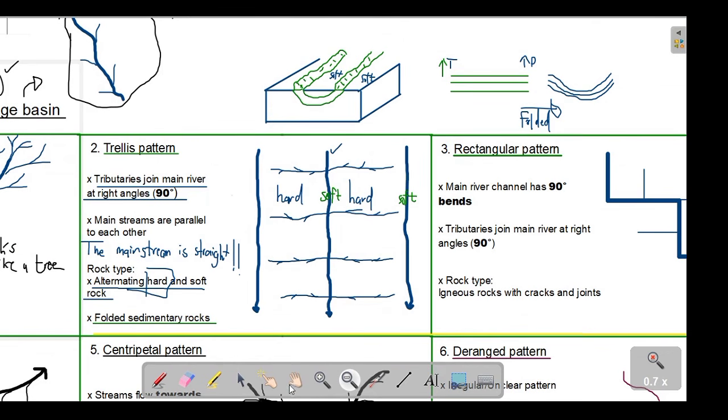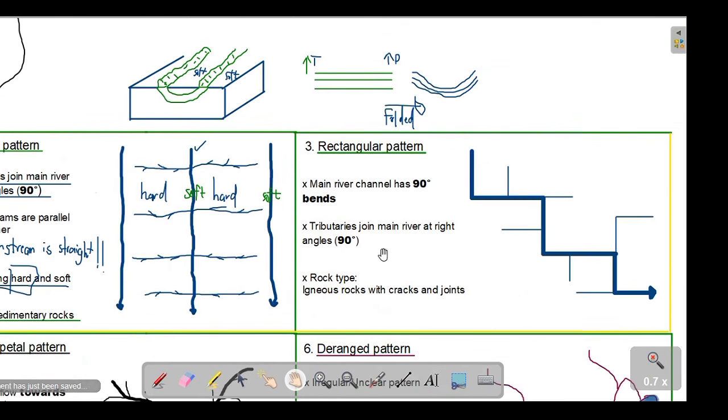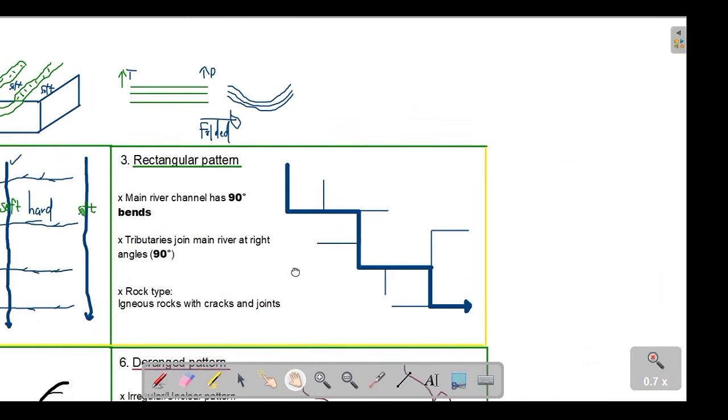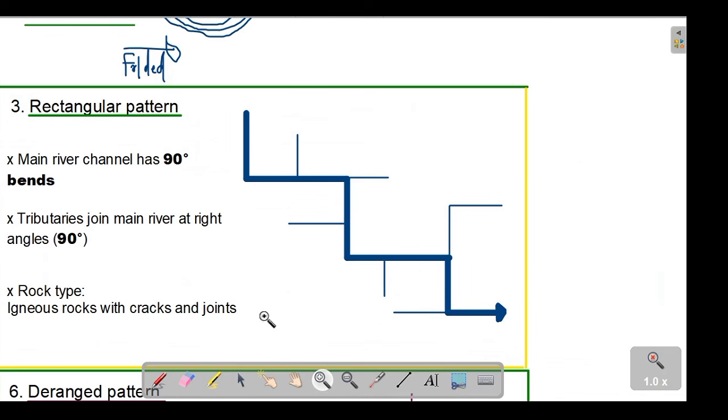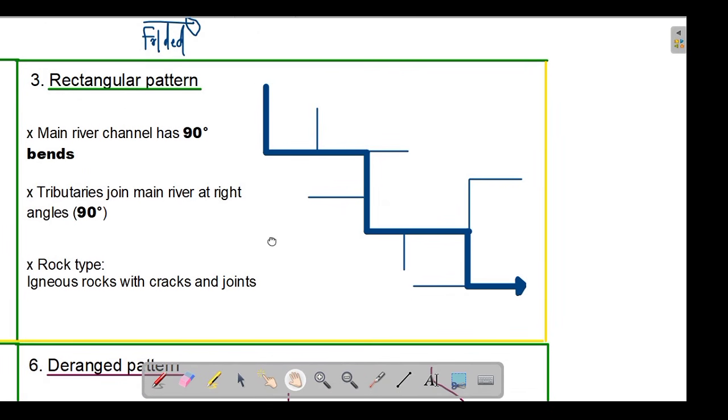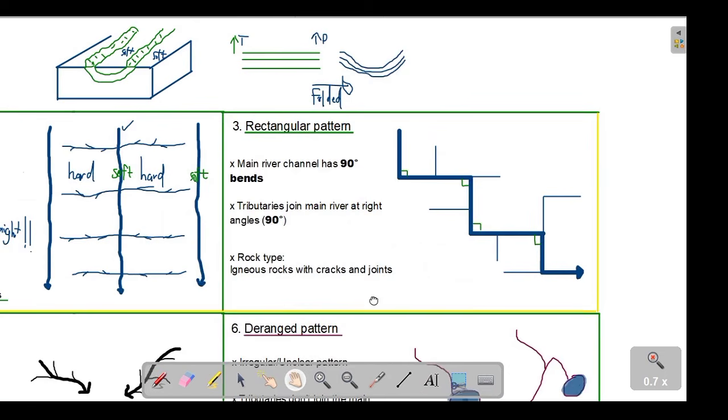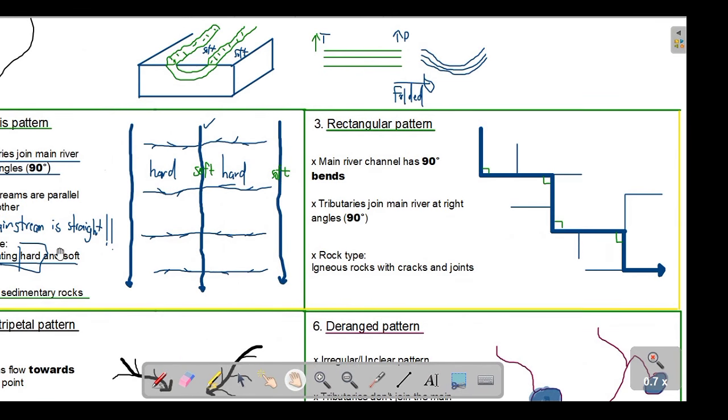Okay. Right. So let's head on to this rectangular pattern then. Now, the rectangular pattern does not have a straight main river channel. It has a river channel that has bends, guys. Look at that. So the main river has these 90-degree bends. It has right angle bends, as you can see over there. Those are 90-degree bends. Right? So the main river channel is not straight as you would see in the trellis pattern.